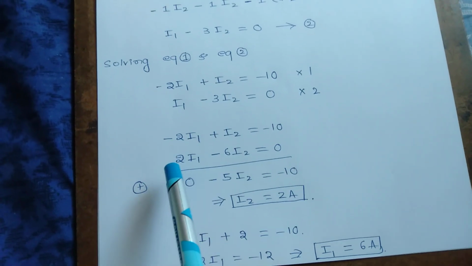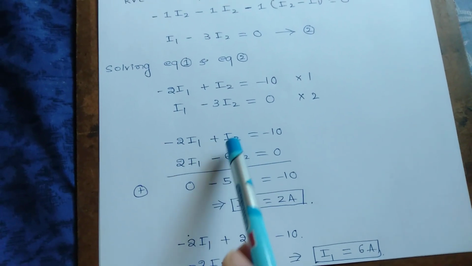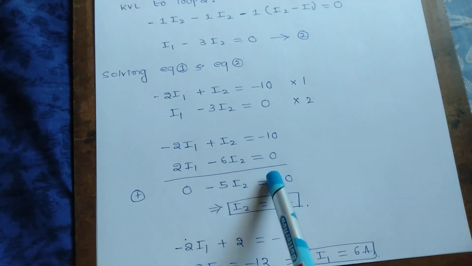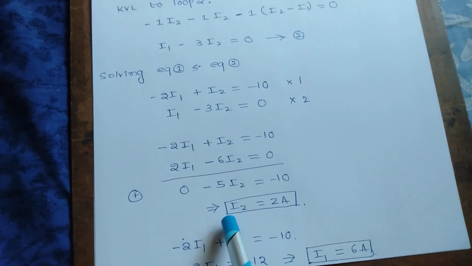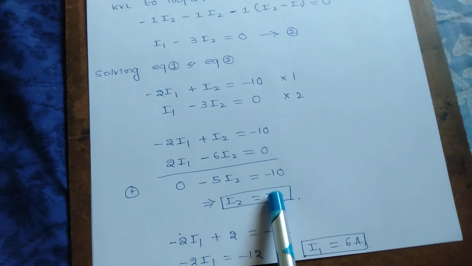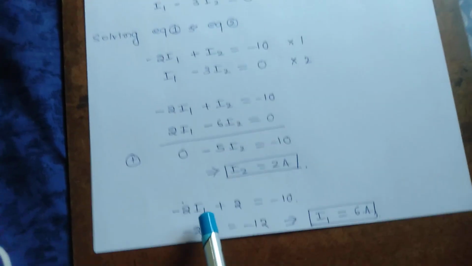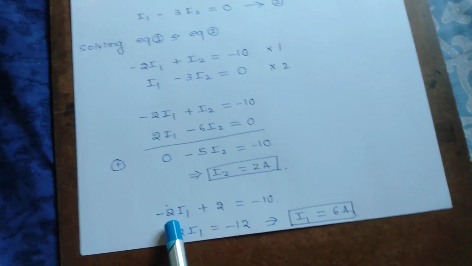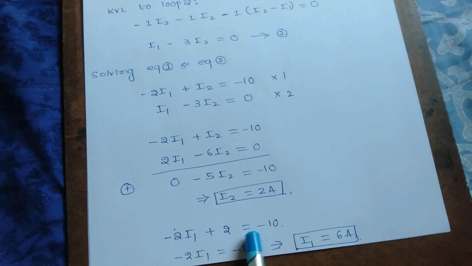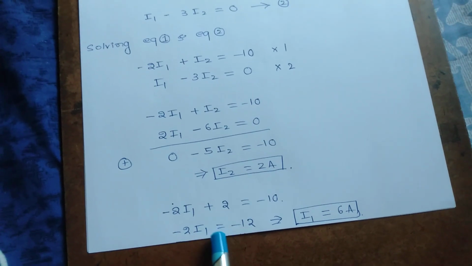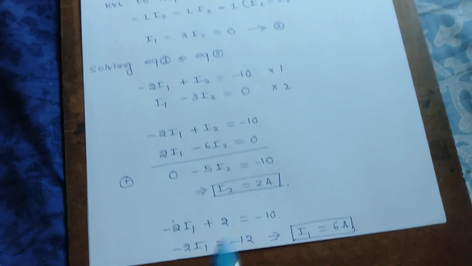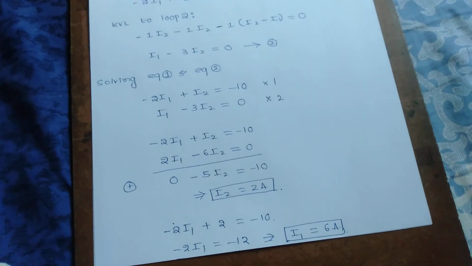So minus 2I1 plus 2I1 is 0, plus I2 minus 6I2 is minus 5I2, which is equal to minus 10 plus 0, which is minus 10. So the value of I2 is 2 amperes. Now I will apply this value of I2 to this equation. So I am getting minus 2I1 plus 2, the value of I2, equal to minus 10. So minus 2I1 is equal to minus 12, which implies I1 is equal to 6 amperes. Thank you.